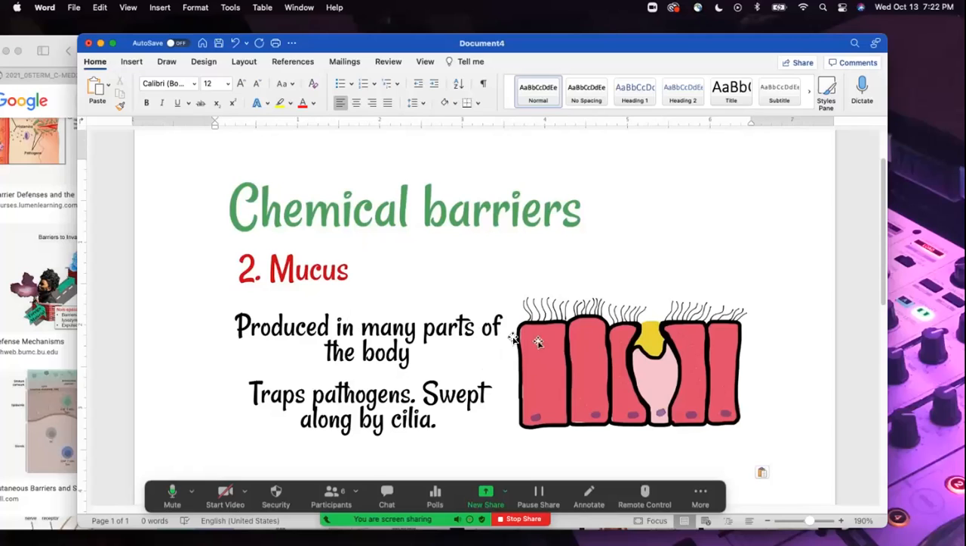So this mucus, which they state here in this slide, which I don't really believe is a chemical barrier, is just like skin: it's a physical innate barrier. And by innate, we mean you're born with it. And the cilia is part of that too.